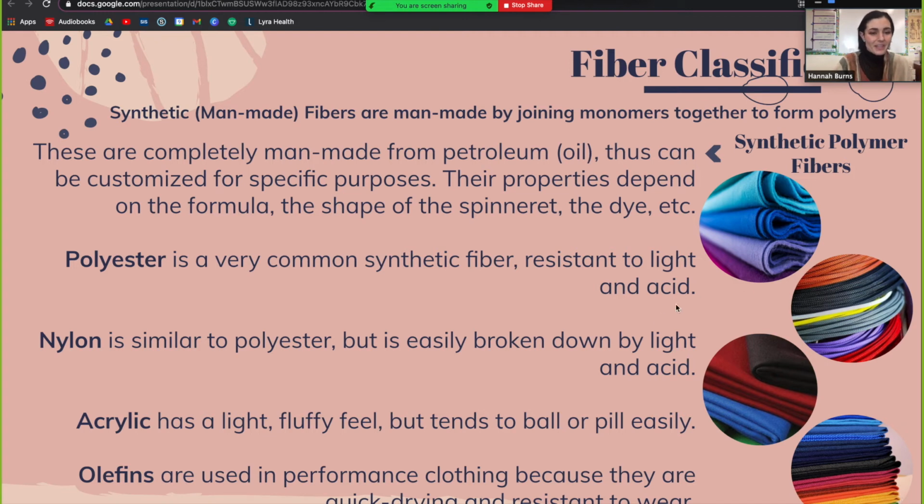So if you notice, the common theme here is that even though they can be customized for specific purposes, they tend to sometimes have side effects that make them not as ideal when compared to natural fibers. And then finally, olefins are used in performance clothing because they are really quick drying and resistant to wear and tear, so they're not going to cause a hole from chafing or anything like that.